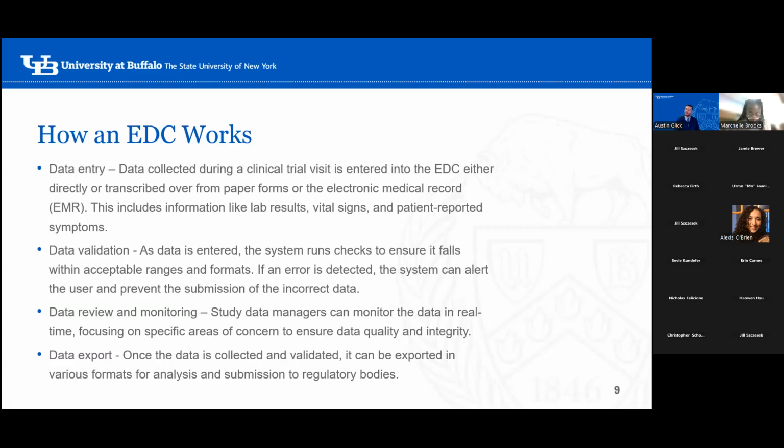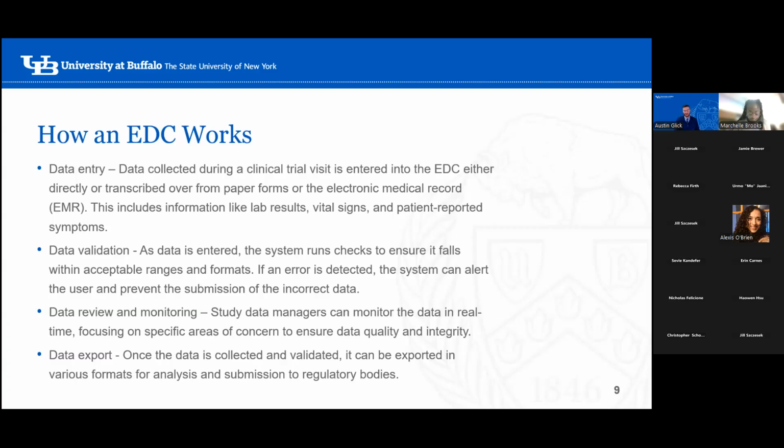And then once the data is collected and validated, we can export it in various formats for analysis and submission to regulatory bodies. We can do this at any point within an EDC. You can set it up so that you do interim analyses. You can freeze the database, export the data, turn it into an analysis file, and send it off to the statistician for analysis.